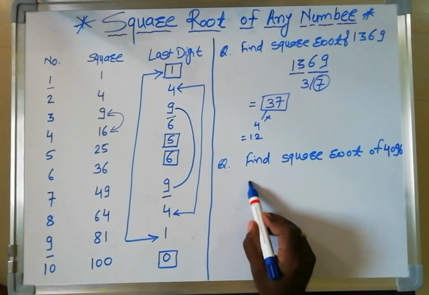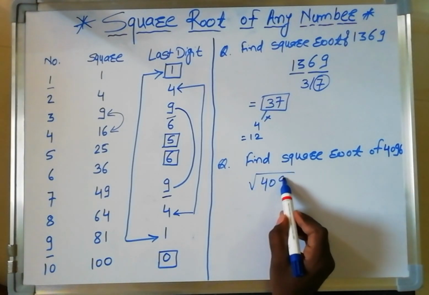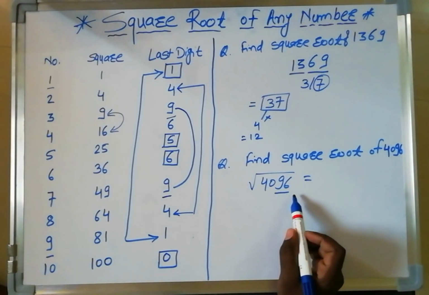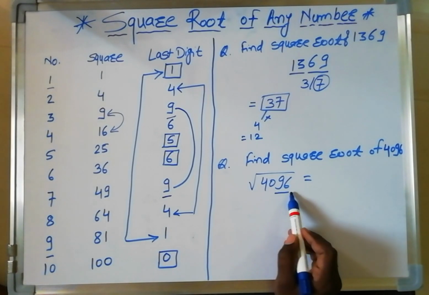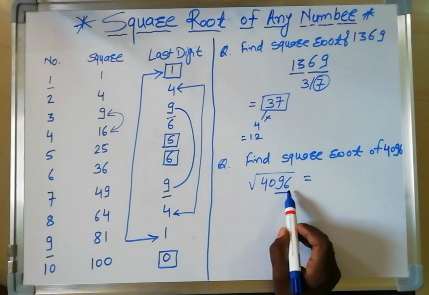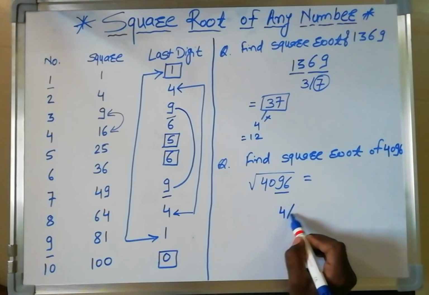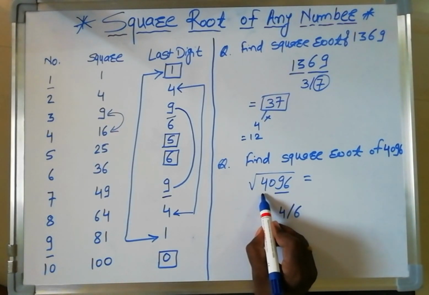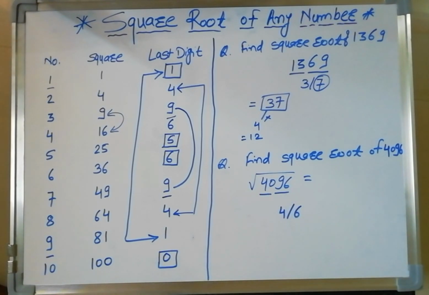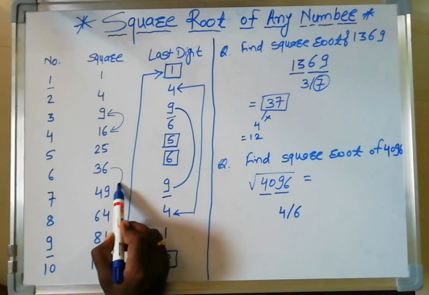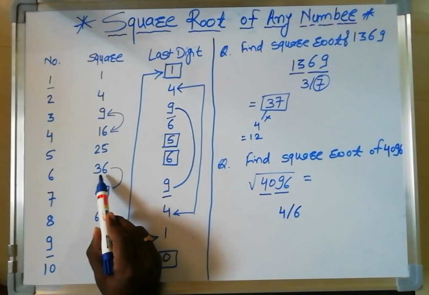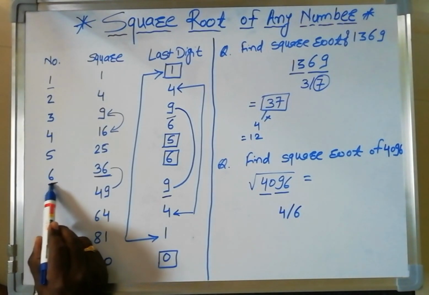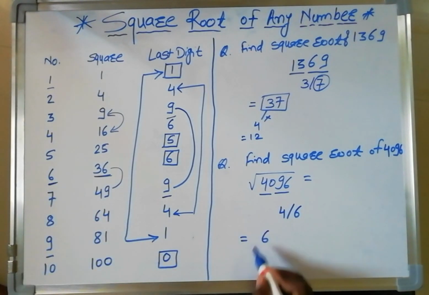Now we will see the next question. Find the square root of 4096. Now consider the last two digits, that is 96. If 6 comes at last, then 4 and 6 are the possibilities for the last digit. Now the remaining two digits are 40. So 40 comes in between 36 and 49, and 36 is smaller. 36 has square root 6, so we take 6 here.